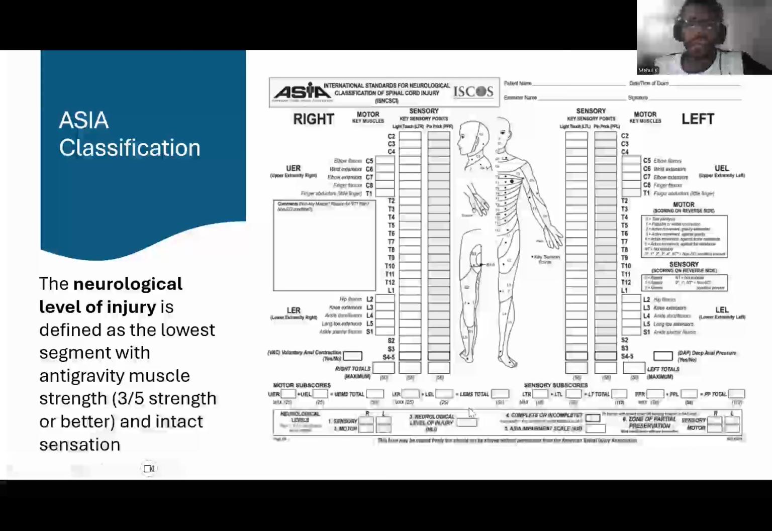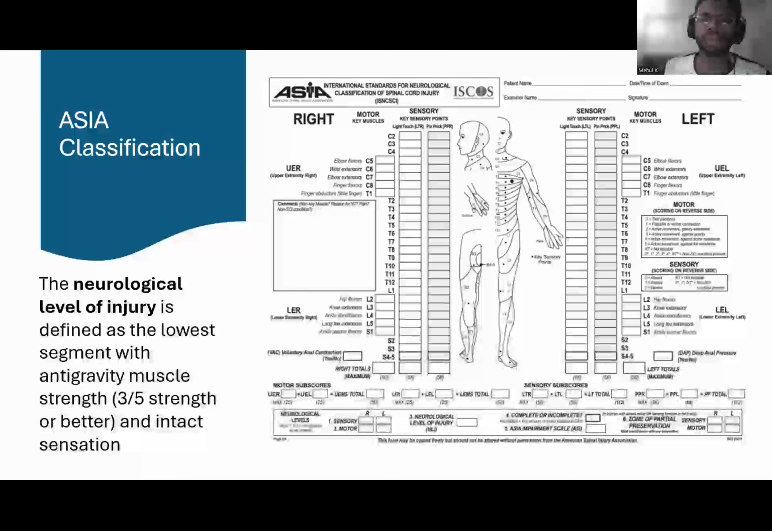And then importantly, you have to consider whether it is a complete or incomplete injury. For this, you will have to look at three things and only three things: voluntary anal contraction, deep anal pressure, and S4, S5 sensations, the perianal sensations. If these three things are absent, that is a complete injury. As simple as that. So if you're doing a per rectal examination, and your patient is not able to voluntarily contract the anus, not able to feel deep anal pressure, and S4, S5 sensations are absent, that is a complete injury. Okay, so I think that is where we'll stop here.